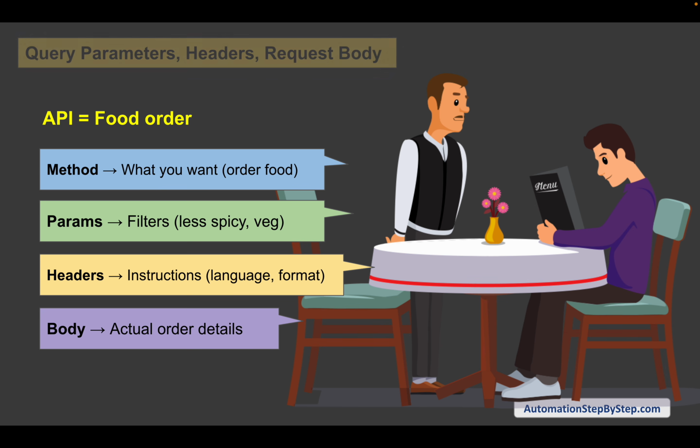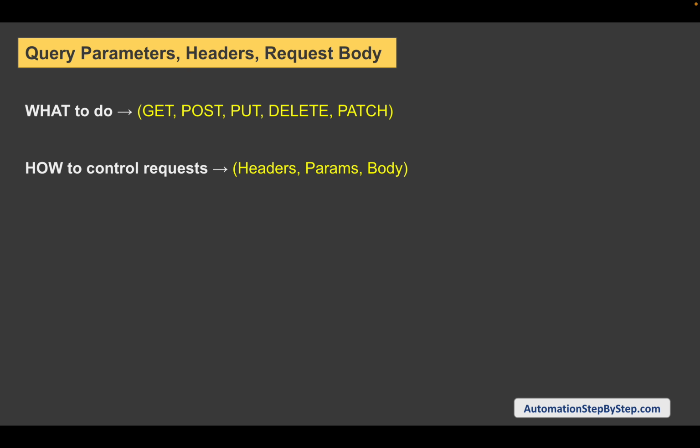Okay, so today we will understand query parameters, headers and request body. These are very simple, but I wanted to have a session so that you understand it very clearly. In the last session we saw the different HTTP methods. So what do you want to do? You want to read or create or update or delete the data. All that is decided by the HTTP methods: get, post, put, delete, patch, etc. Now how do you control the request? This will be decided by our headers, query parameters and the request body. So let's see how this works.